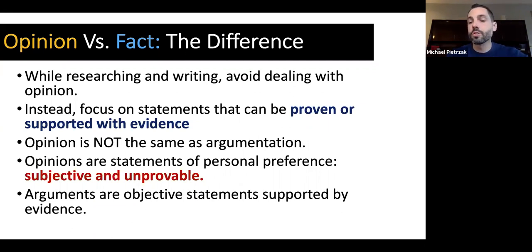Opinions are statements of personal preference, like I don't like the shirt you're wearing. That's subjective and unprovable. You can't prove that I don't like your shirt because there's nothing to prove there. It's not a yes or no. Arguments are objective statements supported by evidence.